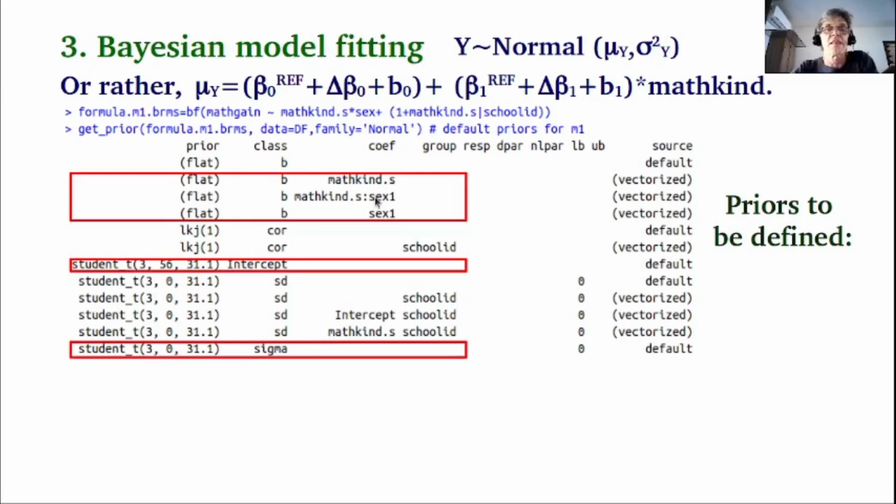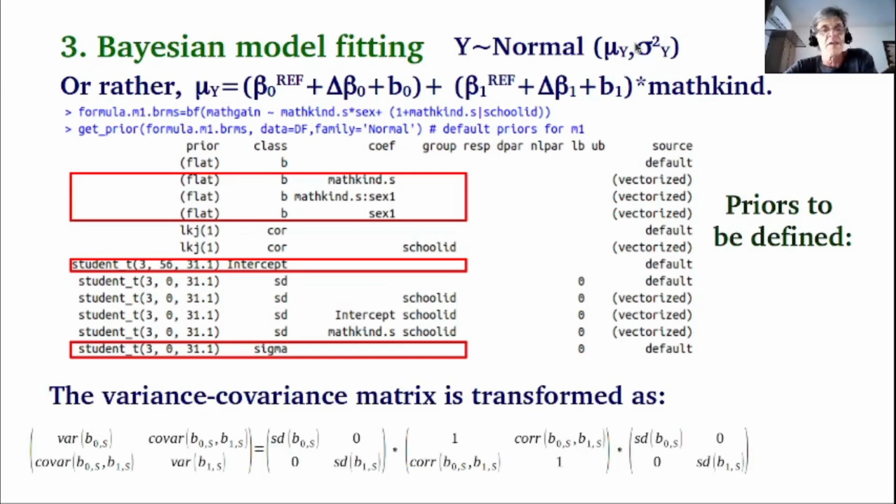So let's realize that first, here are the priors that need to be defined for the fixed, for the population level effects: the intercept, the slope of the reference sex, the population differential of slope from the reference sex, the differential of intercept for the reference sex, which is this parameter, and the variance of the response variable here.